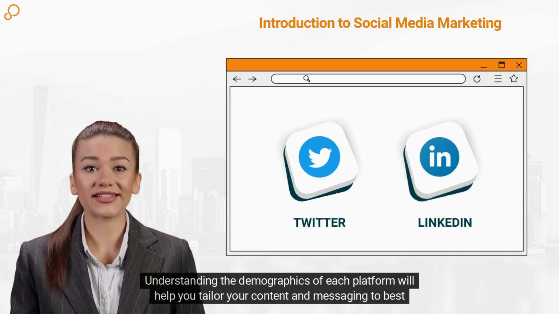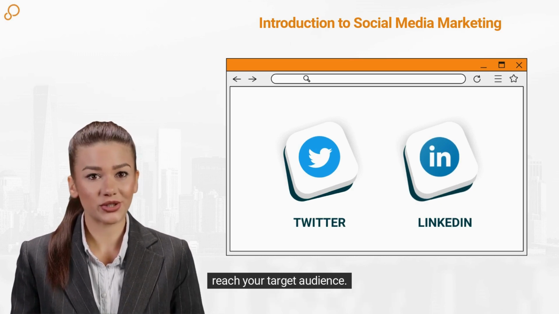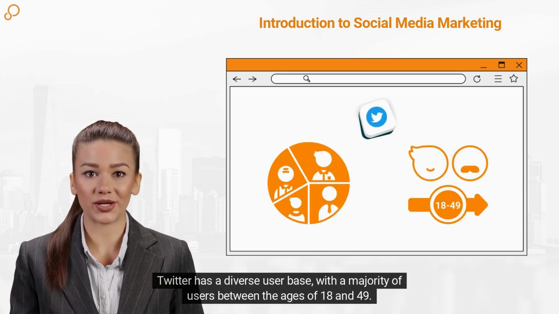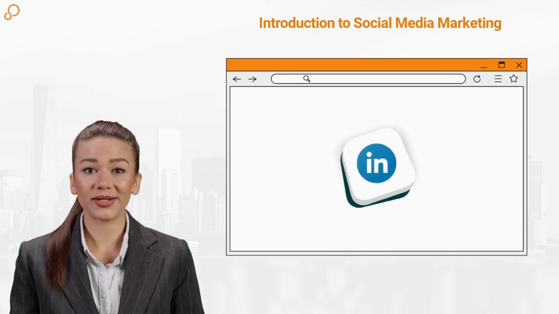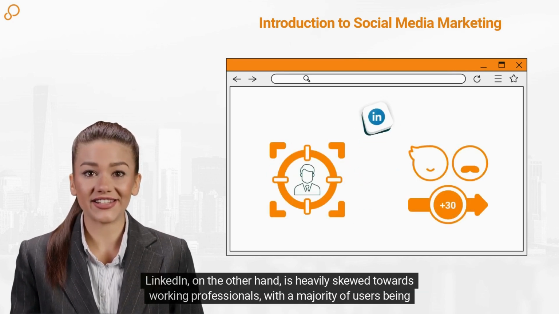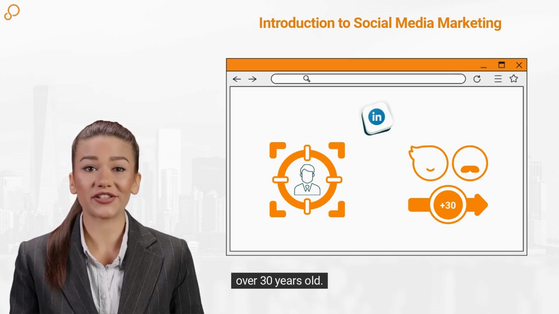Understanding the demographics of each platform will help you tailor your content and messaging to best reach your target audience. Twitter has a diverse user base, with a majority of users between the ages of 18 and 49. LinkedIn, on the other hand, is heavily skewed towards working professionals, with a majority of users being over 30 years old.